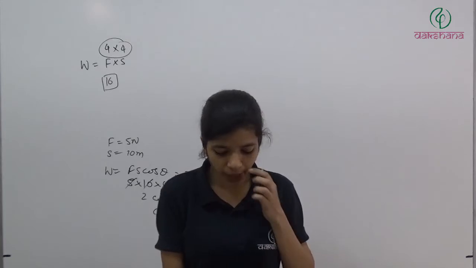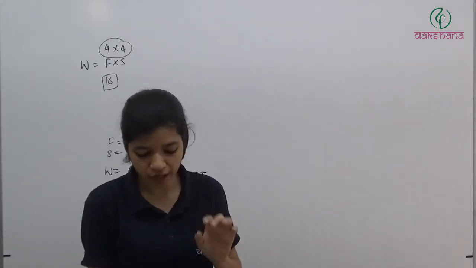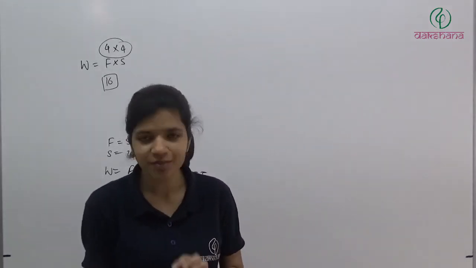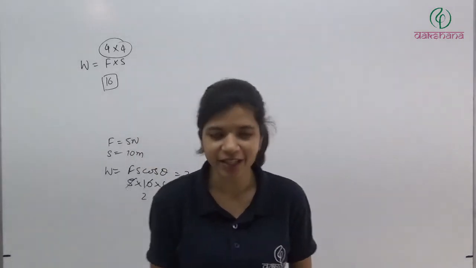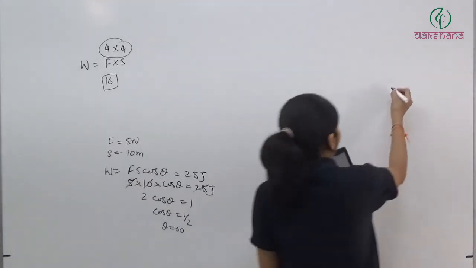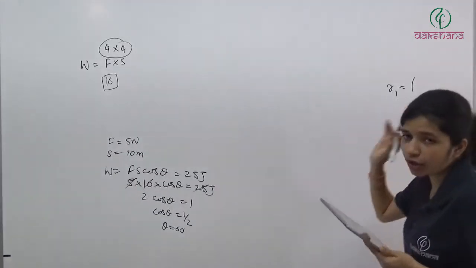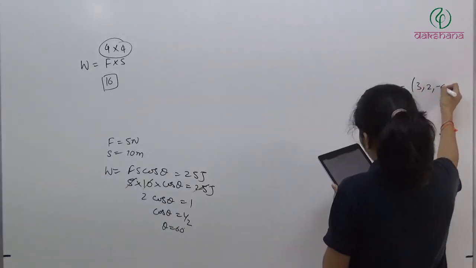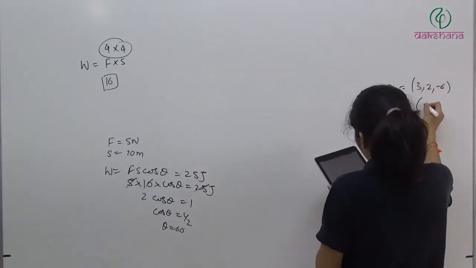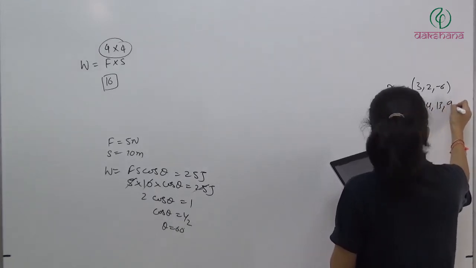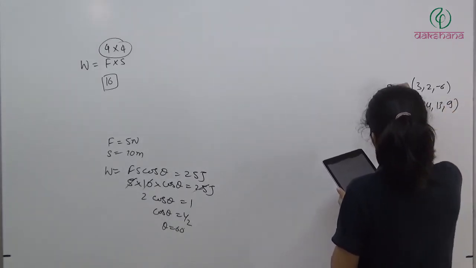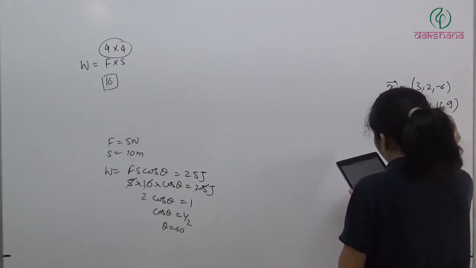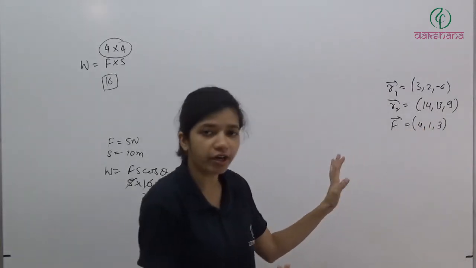Question number 4. A particle moves from position R1 is equal to blah blah blah to position R2 blah blah blah under the action of force blah blah blah. Clear? The work done by this force will be. So we have R1, I will not write I, J and K. We have 3, 2, minus 6 and R2 is 14, 13, 9. Force is 4, 1, 3. So we have to find out the work done by this force.